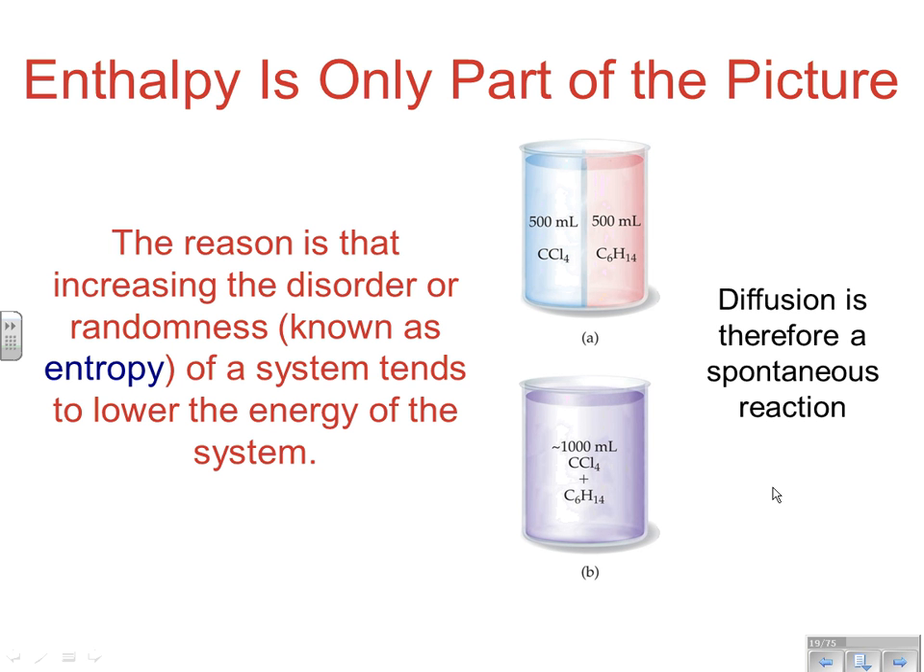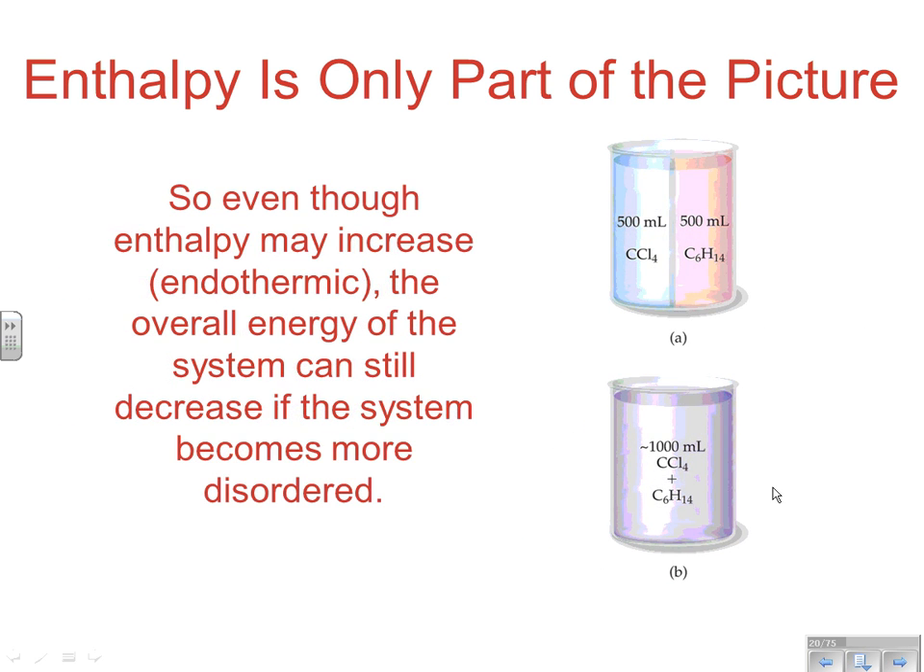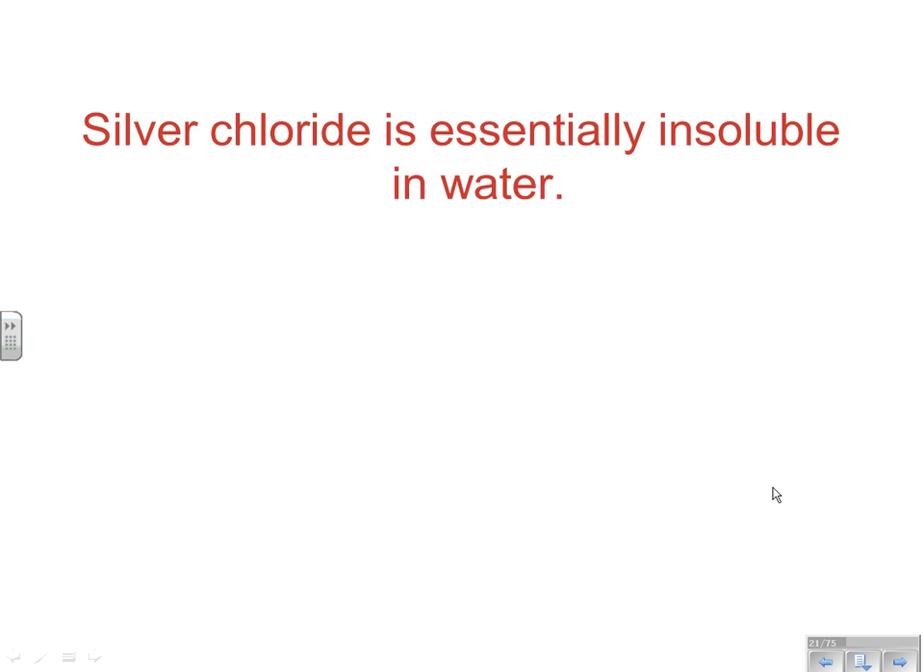Now diffusion is always a spreading out of particles. They're becoming more random. So diffusion is a spontaneous reaction because of this very idea. When diffusion occurs, it's lowering the overall potential energy of the system, and that makes the reaction spontaneous. So even though enthalpy may increase, endothermic, if the overall energy of the system is still a decrease because of increasing entropy, and the system is becoming more disordered, and that's a great enough energy advantage, then you're still going to end up with a spontaneous reaction and dissolving will occur.